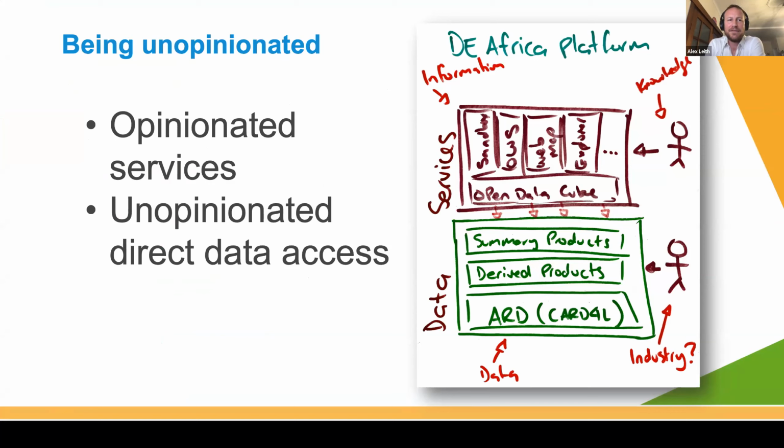At the core, Digital Earth Africa is around being unopinionated. So we have opinionated services sitting on top of a bunch of data. We have the Open Data Cube and web services and a web map and a sandbox data science environment, metadata exploration engines. And so you can use these tools to explore the data or to do your science. You can also go around the back and just access the data directly. And I'll show you how to do that. So you can come in the front door, use the web services, or go in the back door and do it yourself.